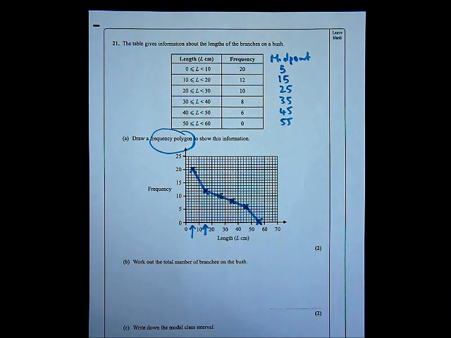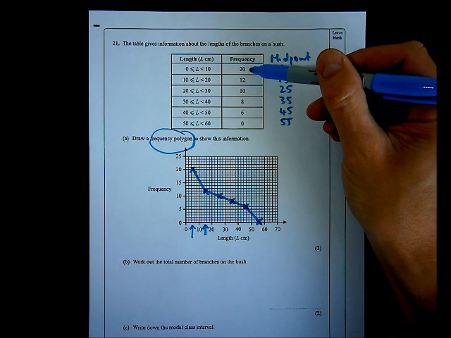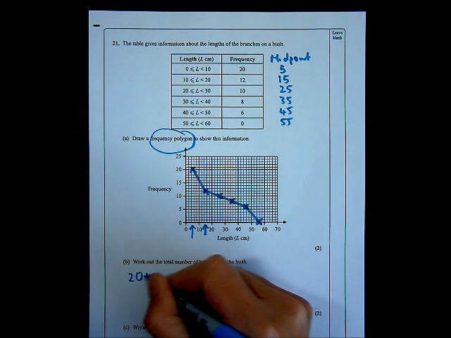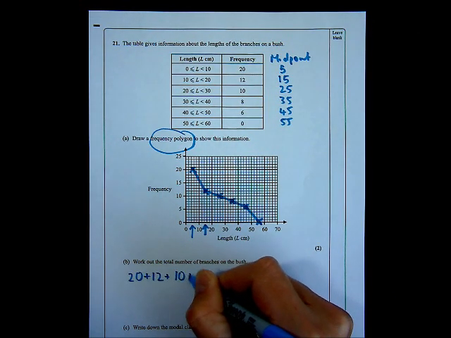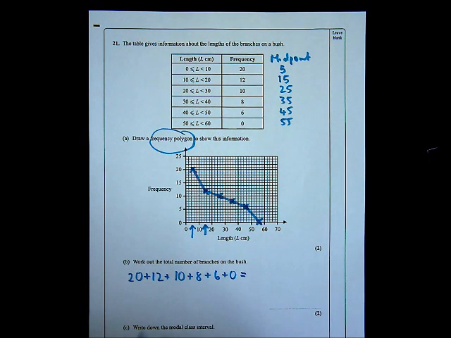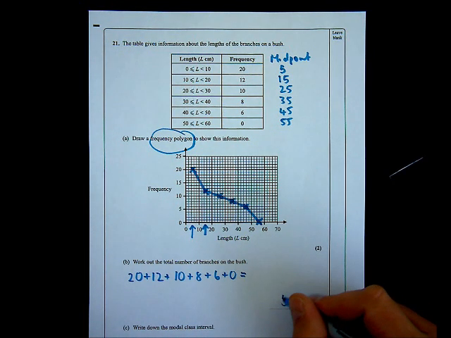Question 21b, I'm asked to work out the total number of branches on the bush. Well, I'm told that there are 20 between 0 and 10, 12 between 10 and 20, so I'm just going to add up all of those numbers. And if I add all of those up, I get 32, 42, 50, 56.